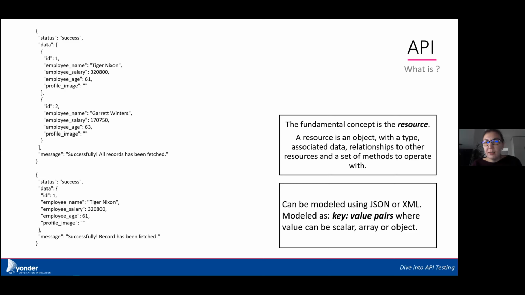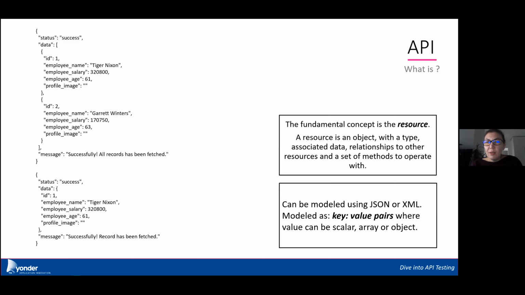of an API is the resource. The resource is presented as an object like this, with a specific type and associated data, specific relationships with other resources from the API, and a set of methods that can operate on it. Resources have an associated resource model, which can be represented in JSON or XML.